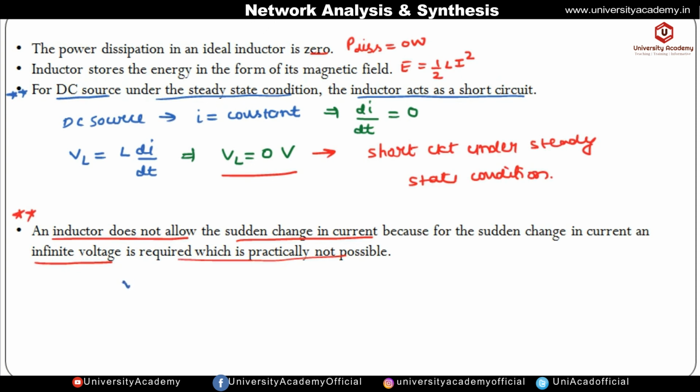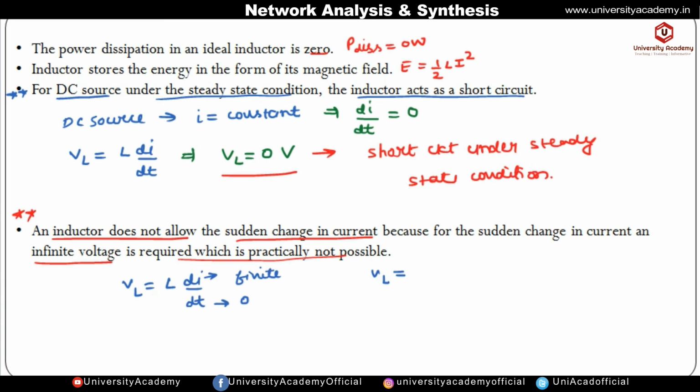So we know that voltage across the inductor is given by L into di by dt. It means if we suddenly want to change the current through the inductor, then the change in the current should be finite and the change should be sudden. It means dt will tend to 0. So the voltage across the inductor is given by L into di by dt.